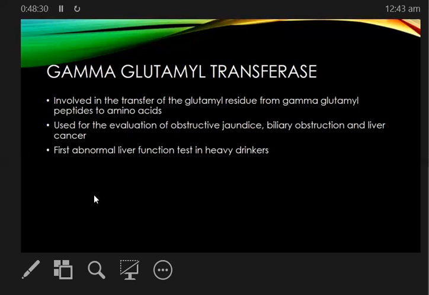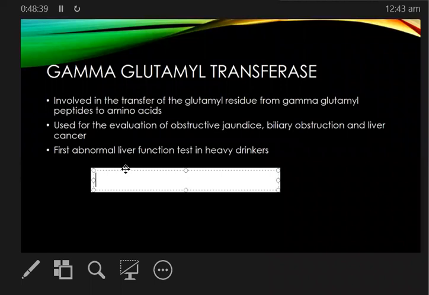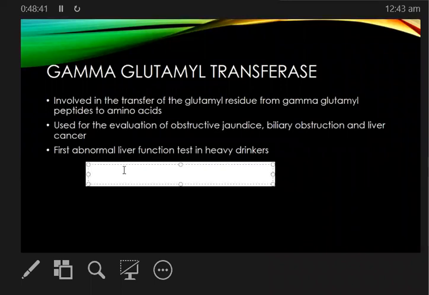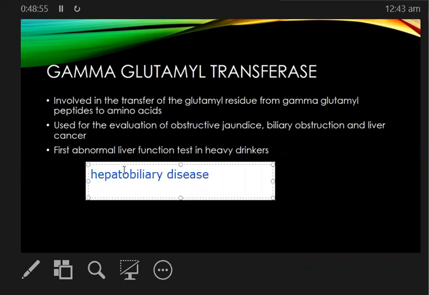And it is the first abnormal liver function test in heavy drinkers. Okay, so let's try to make it simple. Take note that your GGT is considered to be the most sensitive indicator of hepatobiliary disease. When it comes to its correlation in the laboratory, it is utilized to differentiate the cause of an increase in your ALP.